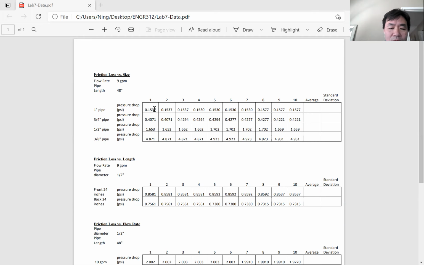So we have pressure drop. This is the pressure value, the pressure difference between 2 pressure gauges. So there are 10 readings here.